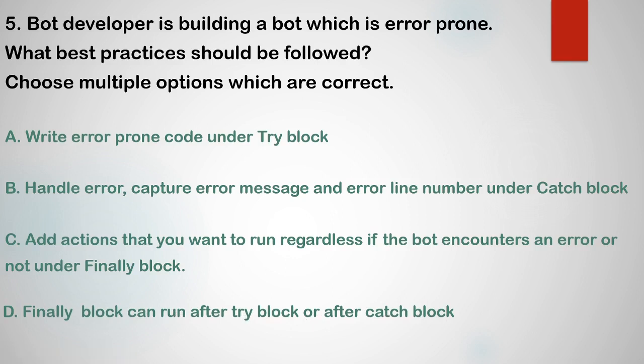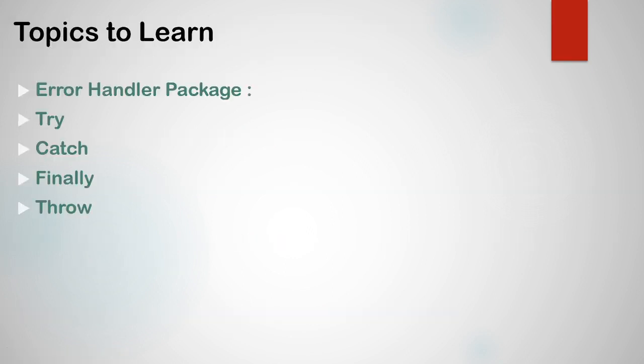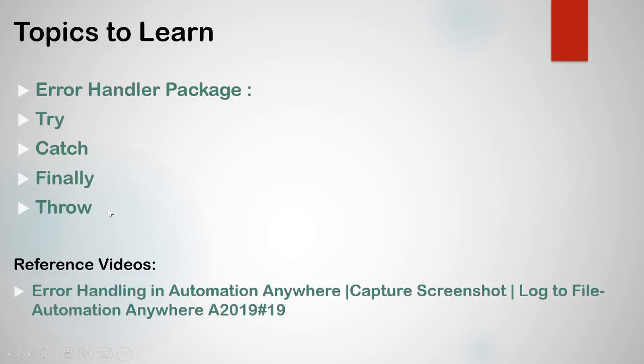In case an error does not occur, the catch block will not be executed and the finally block will run after the try block. Whereas in cases where the error occurs, the try block will be executed, then catch will be executed, and then finally will be executed. So the finally block can be executed after the try block or after the catch block according to the situation. In this question all four options are correct, and it was based on the error handler package, which contains try, catch, finally and throw options. You can refer to the video on error handling to understand how error handling works in Automation Anywhere.